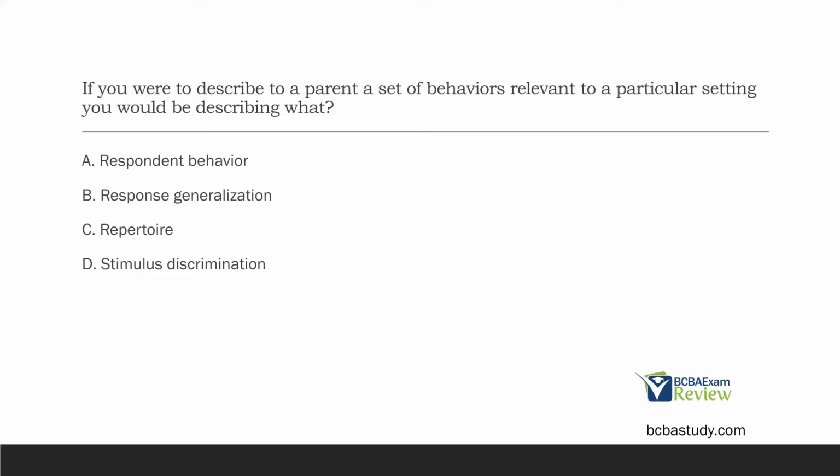B, response generalization. Are we talking about generalization here? No, we're talking about a group or a set of behaviors relevant to one setting. C, repertoire is going to be our answer. When we talk about a repertoire, we talk about a set of behaviors. You can have a set of maladaptive behaviors. You can have a set of good behaviors. You can have a set of stimulatory behaviors. Doesn't really matter. If you're just talking about a set of behaviors, though, you're talking about a C, repertoire.